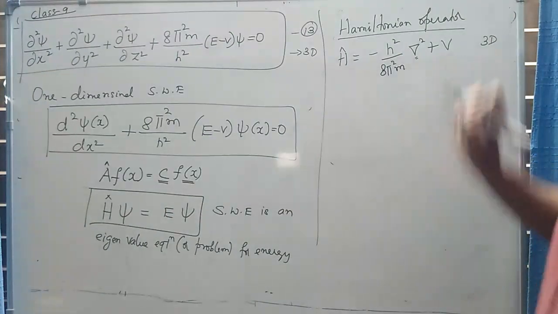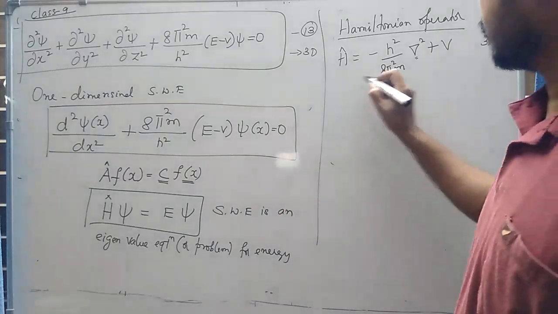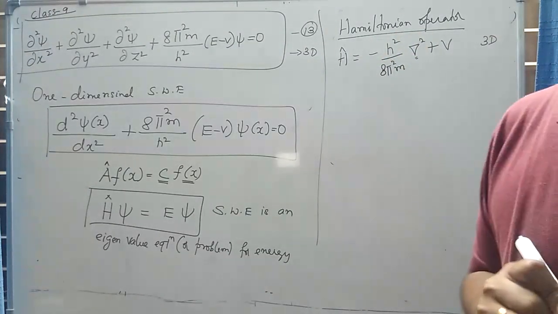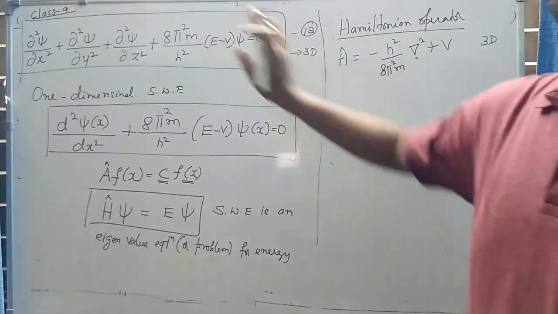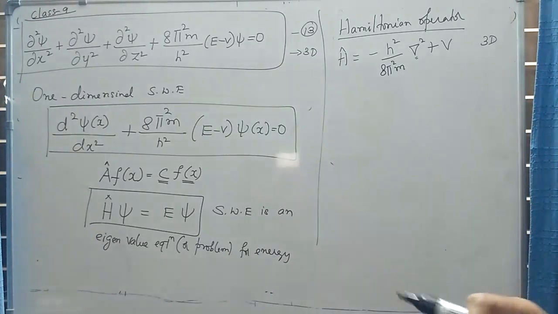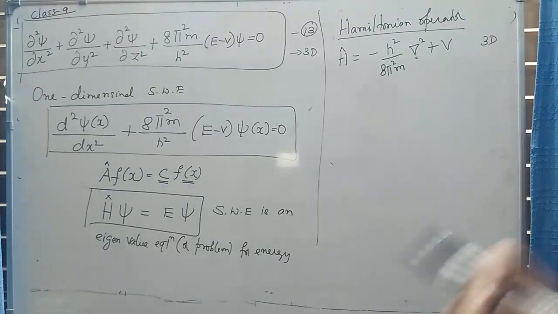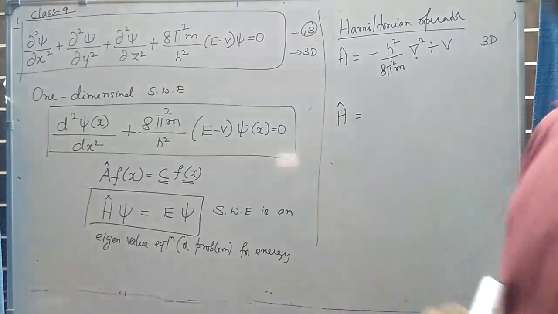So this is the 3-dimensional Hamiltonian operator. Del square is the Laplacian operator, V is the potential energy operator, which is a simple multiplication operator. Now you can write this expression even in 1 dimension, because we use this 3-dimensional equation only when we are dealing with a 3-dimensional problem. But if we are dealing with a 1-dimensional problem, then we have to use the 1-dimensional Schrodinger wave equation, and in that case we have to use the corresponding 1-dimensional Hamiltonian operator. So how can you write the Hamiltonian operator in 1 dimension?